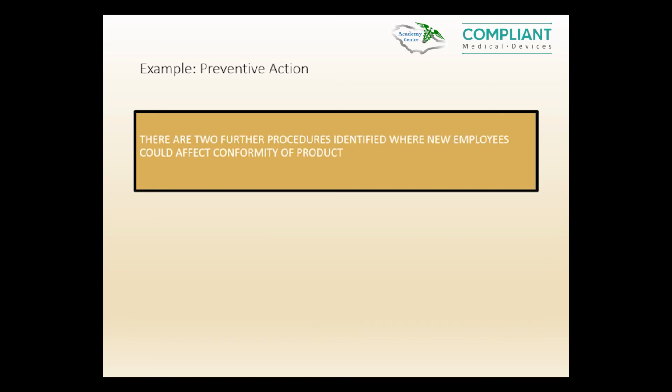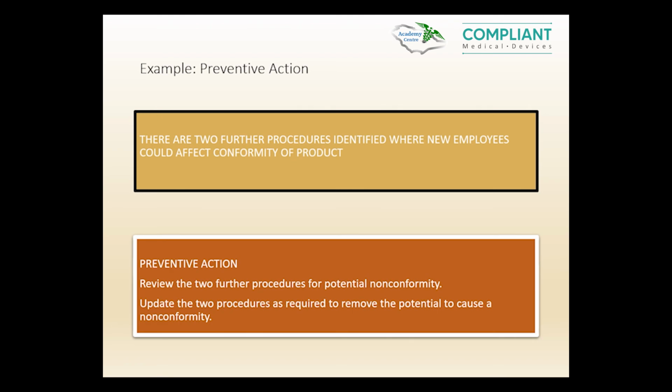A preventive action is an action to eliminate the cause of a potential nonconformity to prevent its occurrence. In other words, a nonconformity has not happened yet. In our example, 2 additional procedures were identified where new employees could potentially affect conformity. Therefore, the preventive action was to update the 2 additional procedures in order to remove the potential for a new employee to cause a nonconformity.